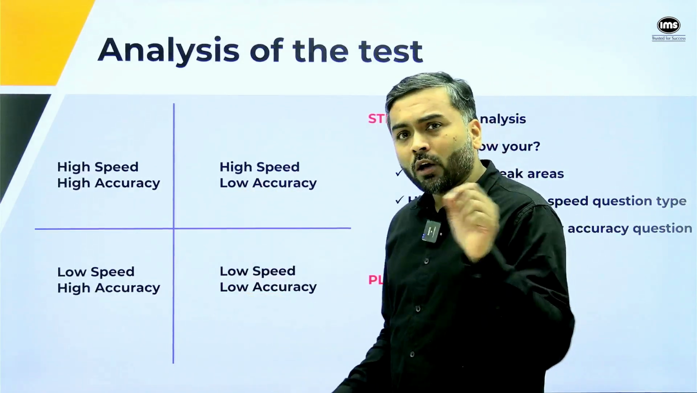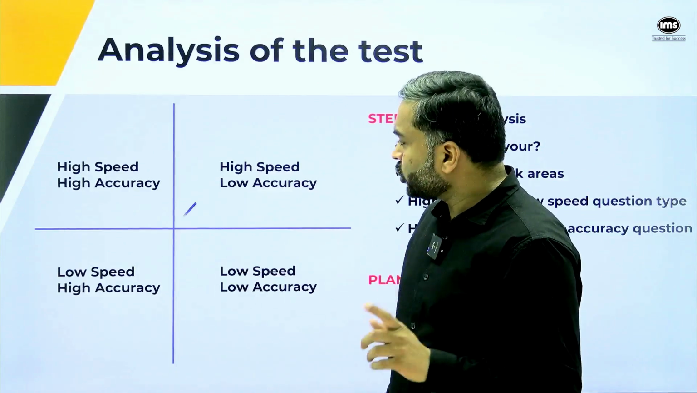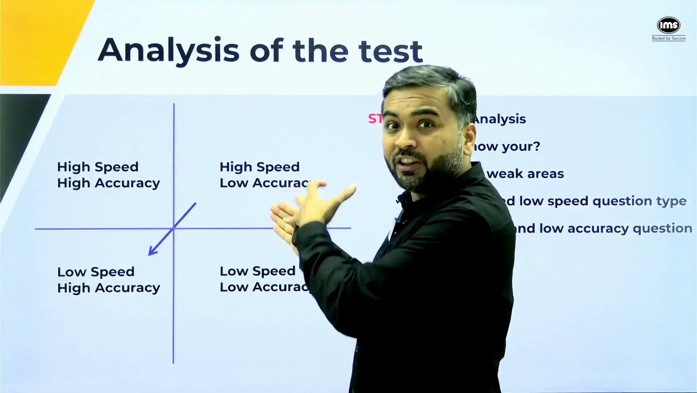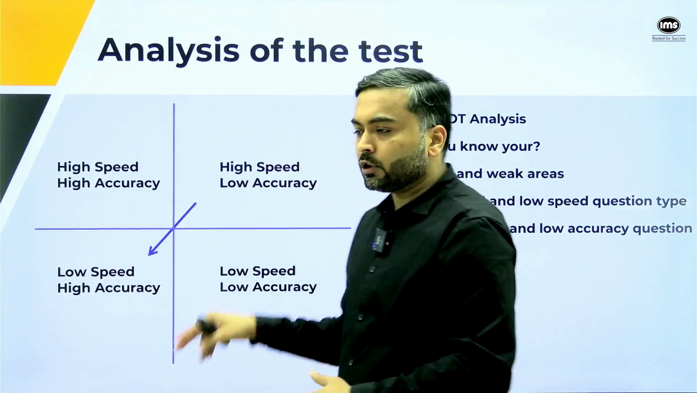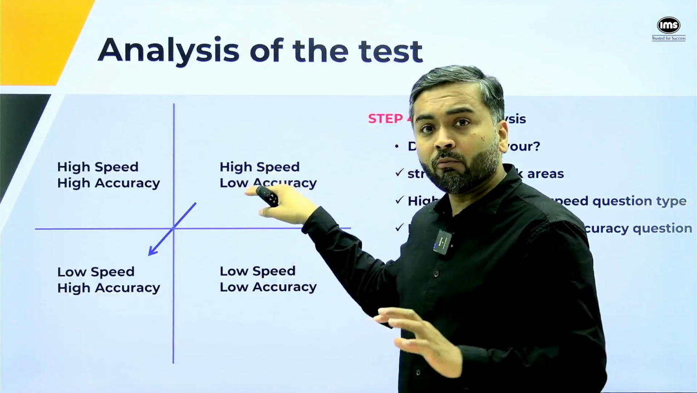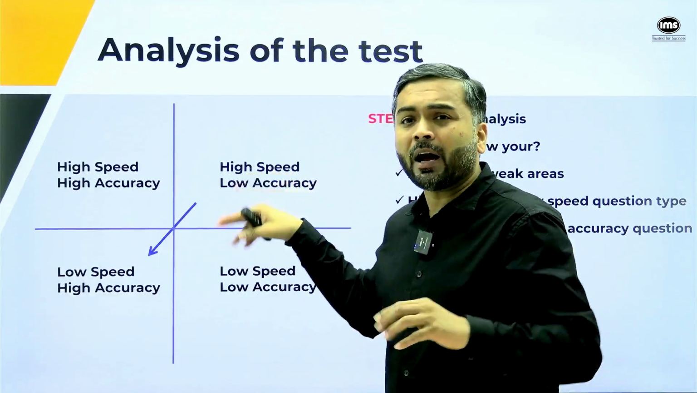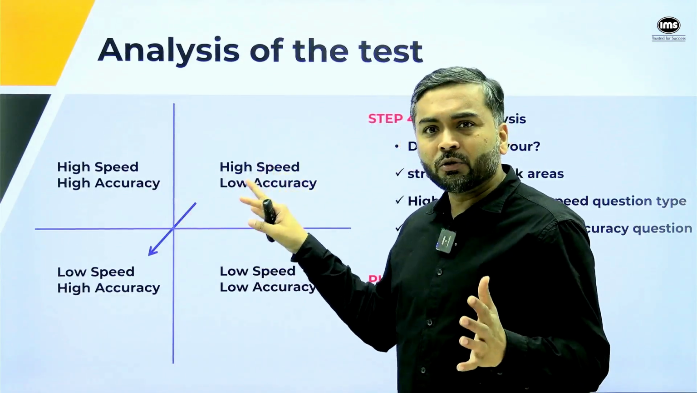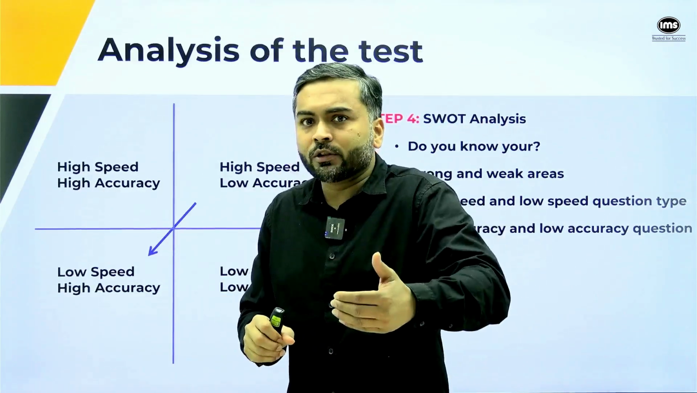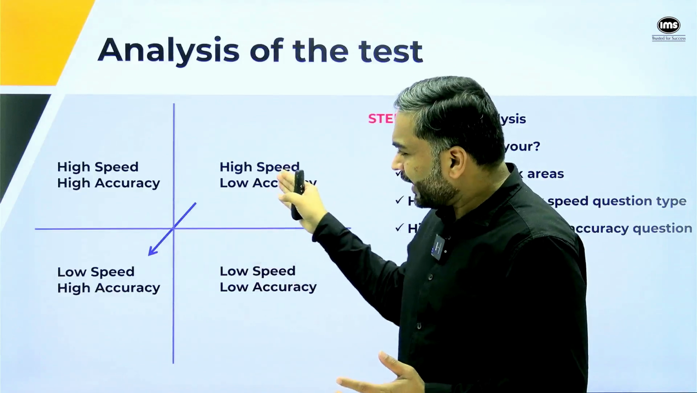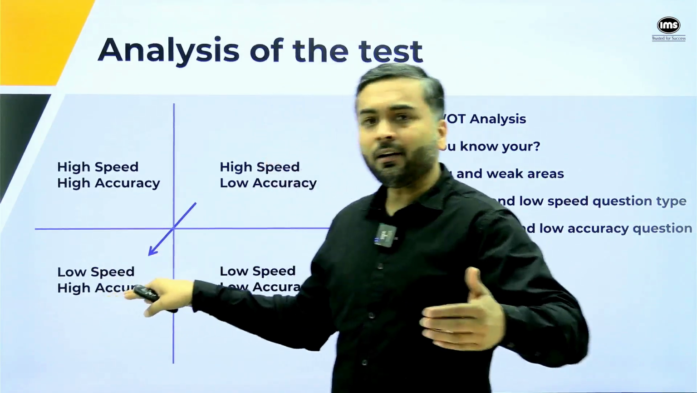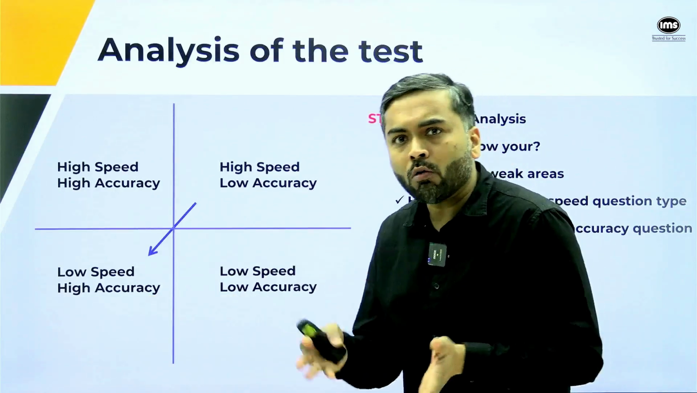Correct? Now, what is the first thing that you will have to do? You have to ensure that high speed low accuracy question types slowly and gradually, with practice, move to low speed high accuracy. So what you simply need to do: if you are taking very little time, high speed, try to decrease the speed, take more time to understand the question, think twice, so that your speed has decreased, you are taking more time, and your accuracy has increased. That's how you need to work on it.